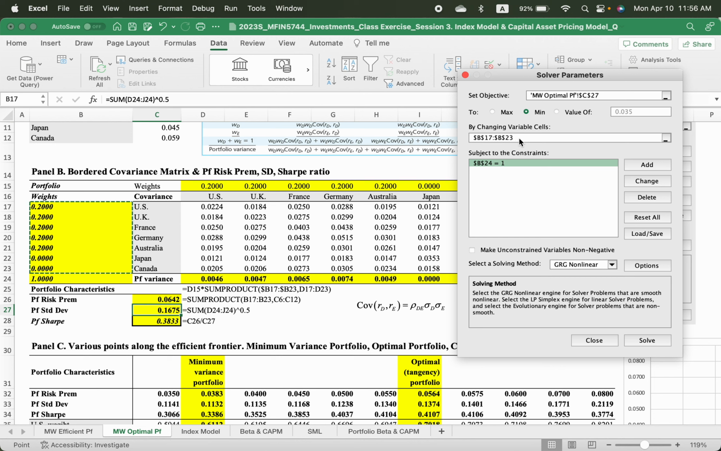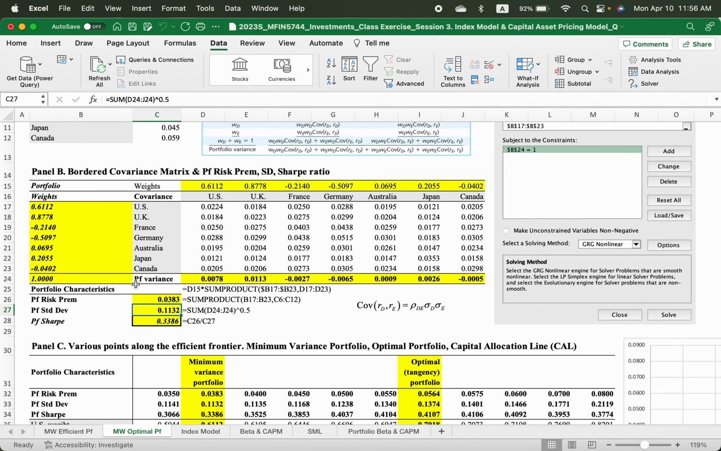We need to have a constant of 1, but we do not have other constants. I'm trying to make the cases where we allow short selling or borrowing, right? So we allow short selling of each of the securities. That's why the only constraint here is B24, which is the total weight of the portfolio, which is just 1. Then that's totally fine, right? And then let's just solve.